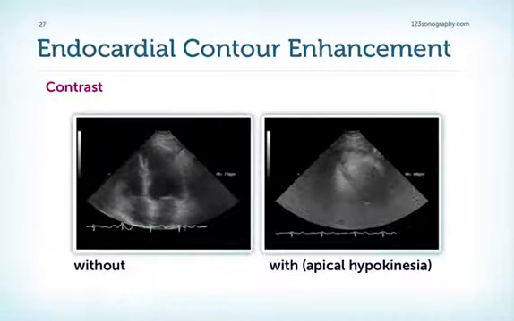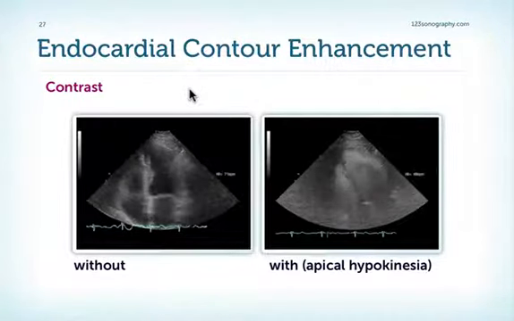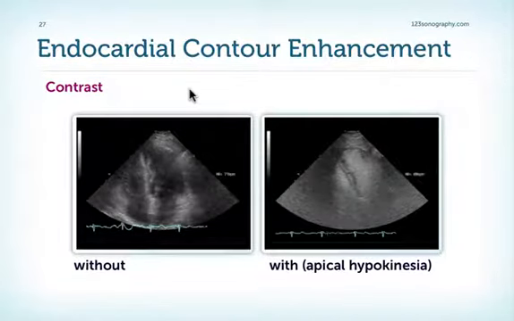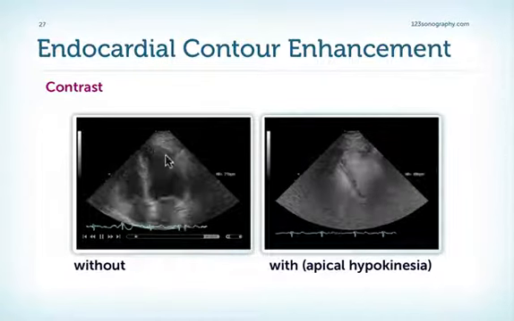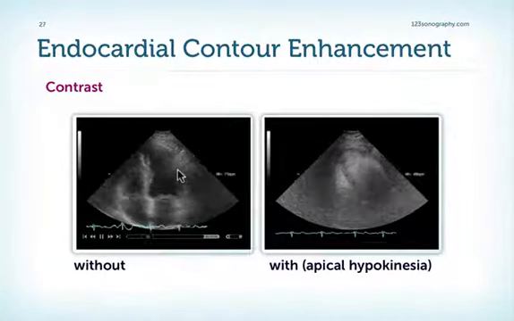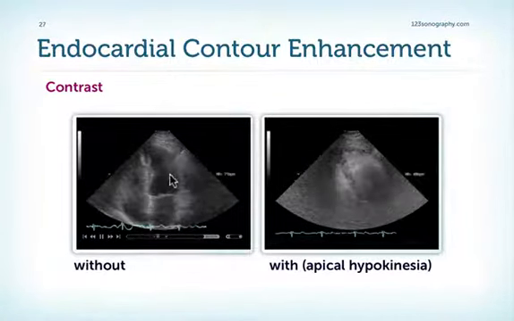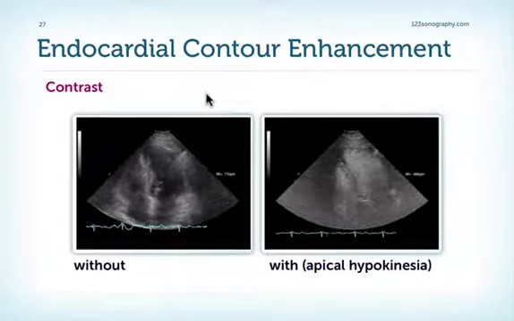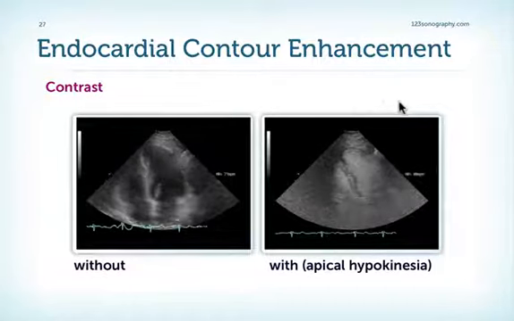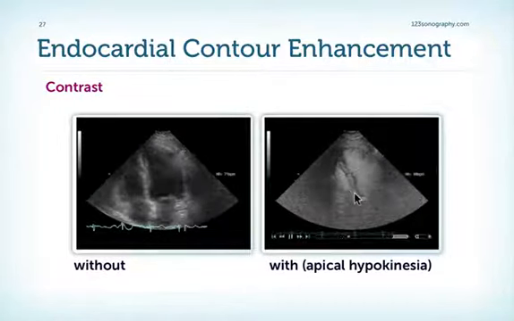Unfortunately, it's not always easy to detect wall motion abnormalities and to see the endocardium, especially in patients who have poor image quality. This is such an example, where we do not really see the lateral, apical and mid segments, and where we do not know if a wall motion abnormality is present. In these patients, what we can use is left ventricular contrast agents. This is such an example.